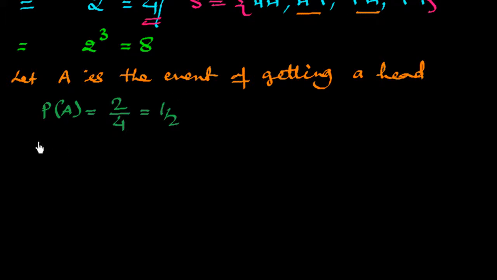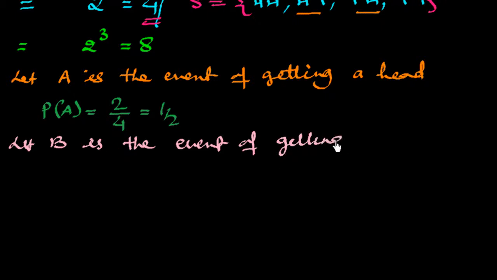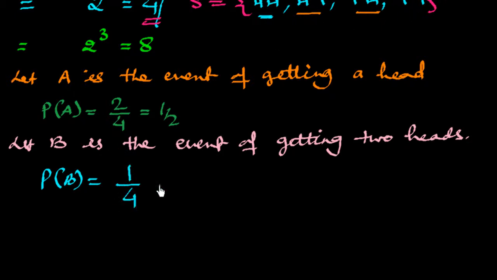Now we take another event B. Let B be the event of getting 2 heads. To get the probability of B, we see how many favorable outcomes there are. We have only one favorable outcome, 2 heads. The others have one head or no head. So we get 1 over the total number of outcomes, which is 4. So it is 1 by 4.